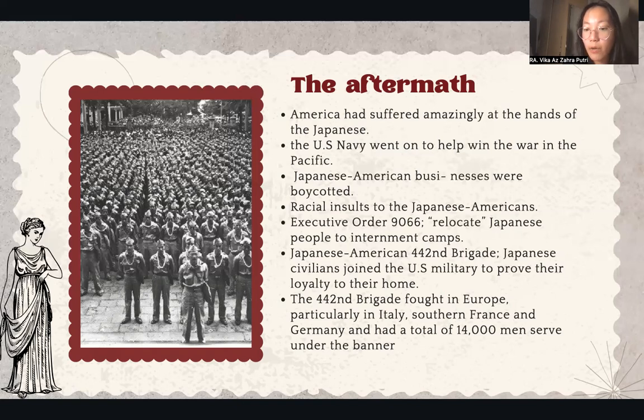So, this led to Hawaii receiving the highest enlistment rate per capita during the war, and the story of the Japanese American Brigade is well known to this day. They fought in Europe, particularly in Italy, southern France, and Germany, and a total of 14,000 men served under the banner.